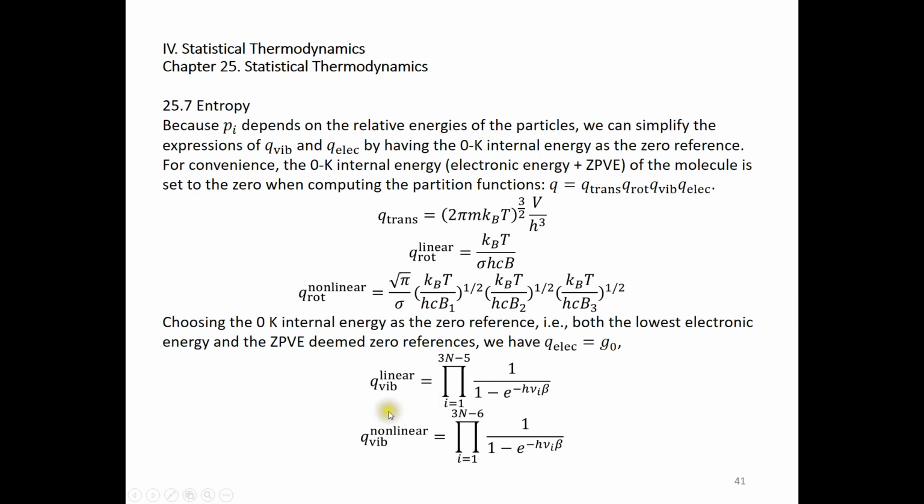For a linear molecule, we have 3N-5 vibrational modes. For a nonlinear molecule, we have 3N-6 vibrational modes. So we have the vibrational partition function as the product of 1 over 1 minus e to the power of negative h nu i beta, for 3N-5 modes for a linear molecule, or 3N-6 modes for a nonlinear molecule. Again, a nonlinear molecule contains 3 rotational modes. A linear molecule contains only 2 rotational modes. And that's why we have a difference here and here.